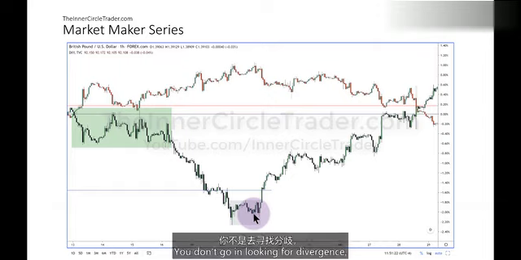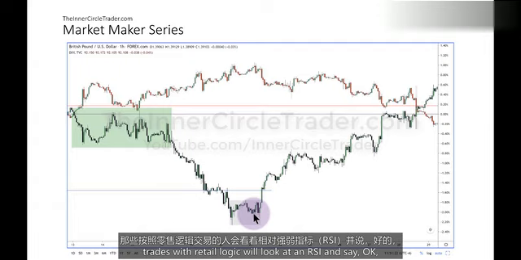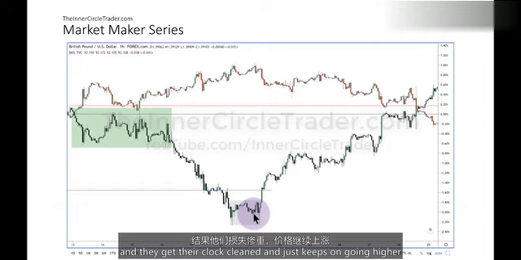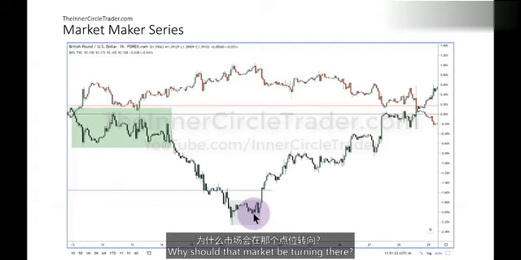You don't go in looking for divergence, because that's the same thing as a student that trades with retail logic. They'll look at an RSI and say, okay, it's going higher and higher, but look at this RSI, it's diverging bearishly. And they try to go short, and they get their clock cleaned, and it just keeps on going higher, because they don't understand the underpinnings of the marketplace. Why should that market be turning there? There has to be some reason for that.